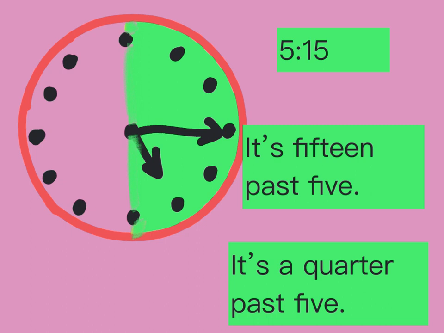It's a quarter past 5. 为什么呢？因为 a quarter means 1/4，而一个时钟60分的1/4呢，就是15分钟，所以 a quarter 又有15分钟的意思，所以你就可以说 It's a quarter past 5.